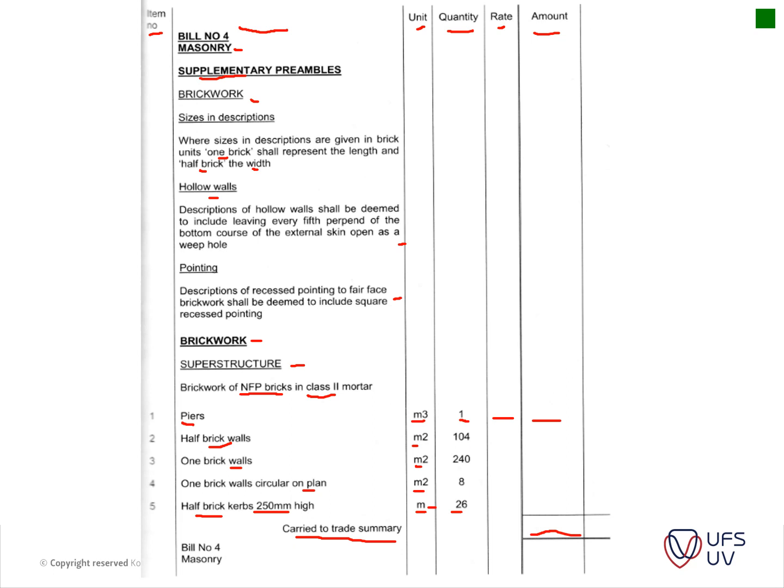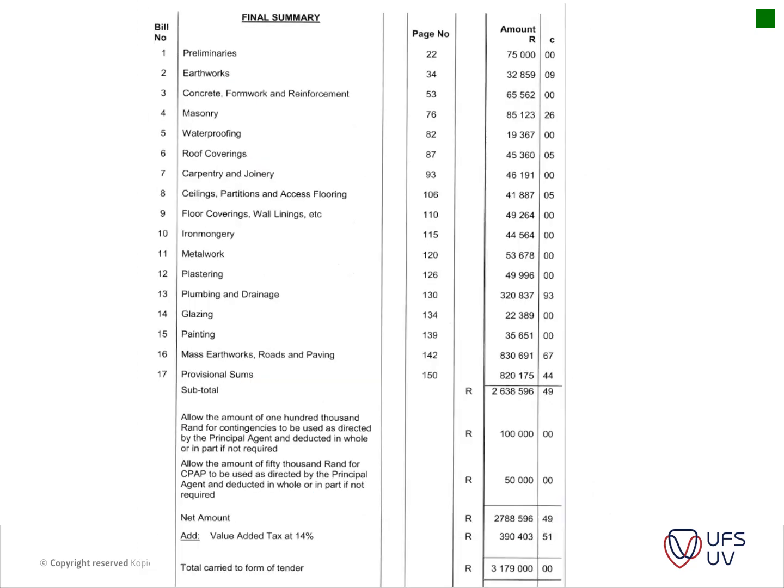What happens now is each page is added up, and then you've got a bill summary for this specific bill, masonry. All of your page amounts are taken over to that and added up. Then those amounts are added up to your final summary. Here's the masonry bill that we had a look at. Here it says the page number of the summary of that masonry bill, and then you add that amount.